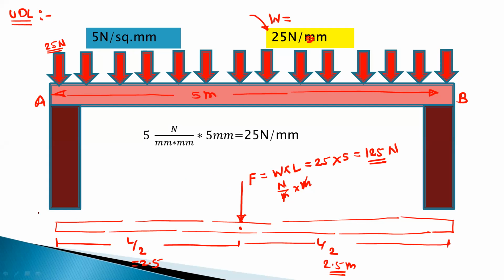Okay. So right now this is a free body diagram for the given beam. The support reactions, that is the reaction offered by these columns, we can represent as a normal reaction Na, and this will be the second normal reaction Nb. So this is the free body diagram for the UDL.